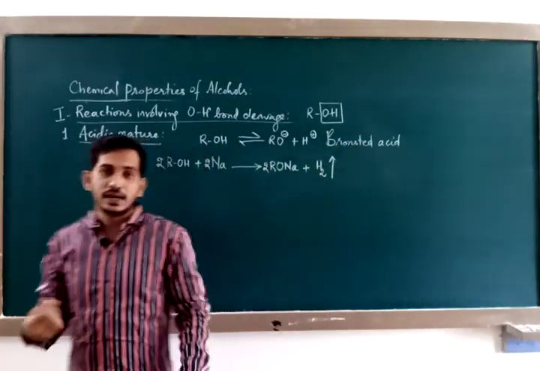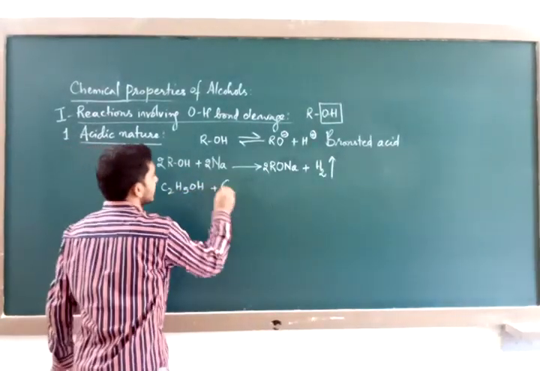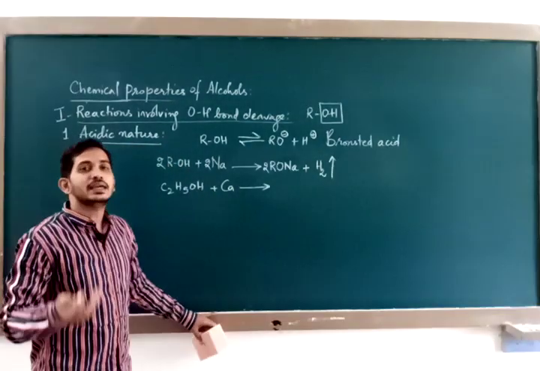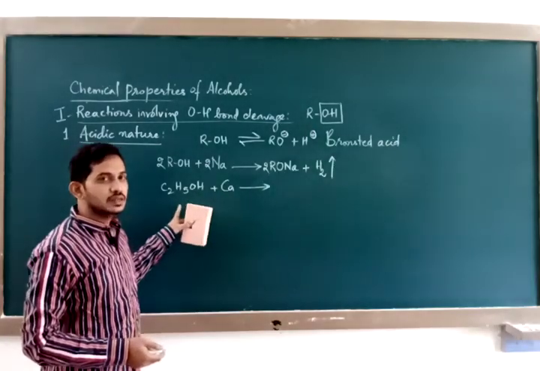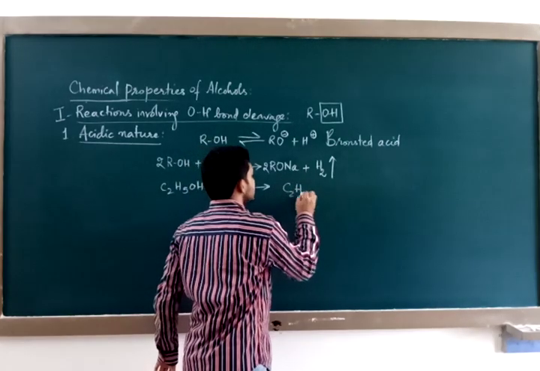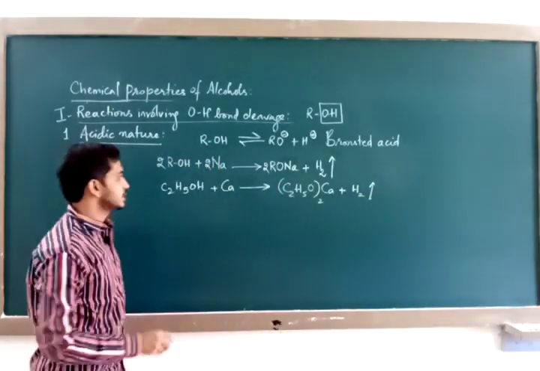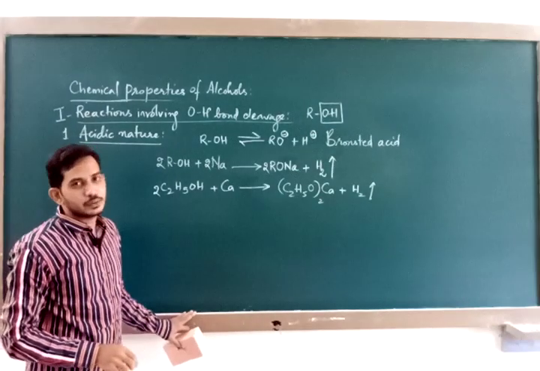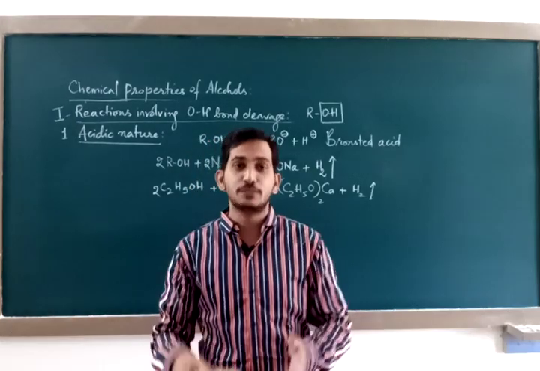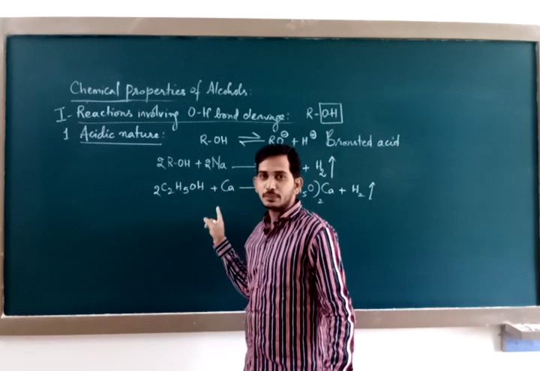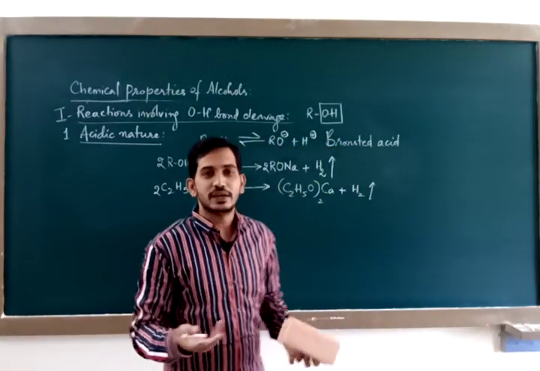This is one reaction. Another reaction: say you have ethanol. If it is reacting with calcium, which is an alkaline earth metal, a second group element, you will see that it also forms a salt along with liberation of hydrogen gas. These two reactions are sufficient to show that alcohols are acidic in nature. Just because they are acidic, they are reacting with basic metals, alkali metals or alkaline earth metals, and forming salts. If they were not acidic, they wouldn't have reacted.